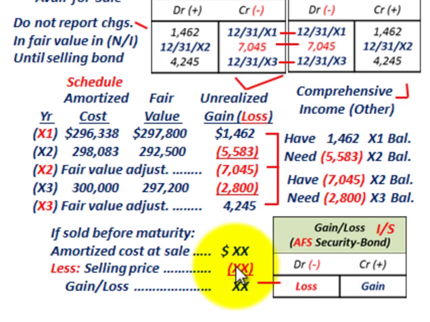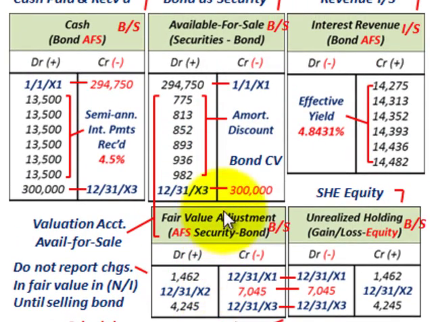So if your amortized cost is greater than your selling price, then you're going to have a loss. So this is where it comes into the income statement. Any gain or loss for the available for sale security would be recognized at that time on the income statement, only when it's sold. But let's just go back up here one more time so we understand what's going on.